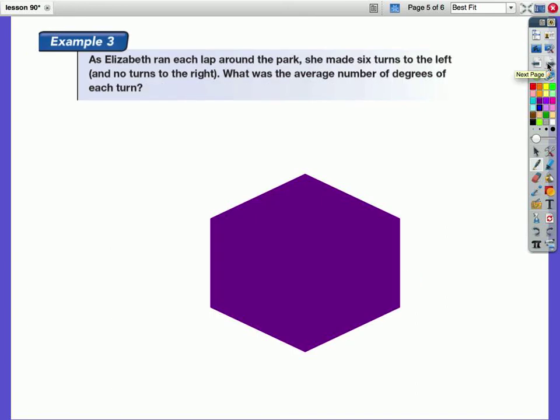Now, Elizabeth ran each lap around the park. She made 6 turns to the left and no turns to the right. To show this, I put a hexagon up here because the hexagon has 6 turns. She said a lap around the park, so she went all the way around the park. I want to know what was the average number of degrees in each turn, because in total we went 360 degrees.